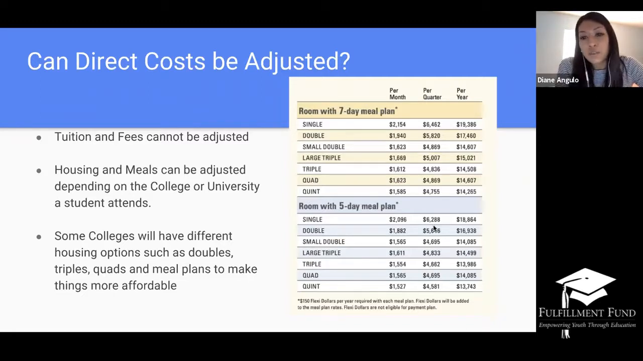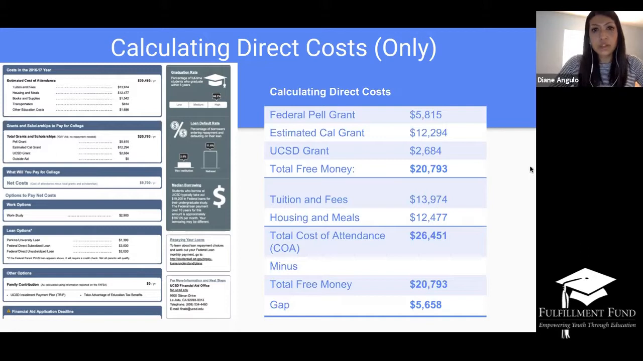So a single, for instance, that's usually not as recommended for students that are starting their first year. So when it comes to applying for housing and picking your meal plan and picking your rooms, it's always important to kind of consider what's a little bit more affordable and what fits in your budget. When it comes to calculating direct costs only, here's another example.